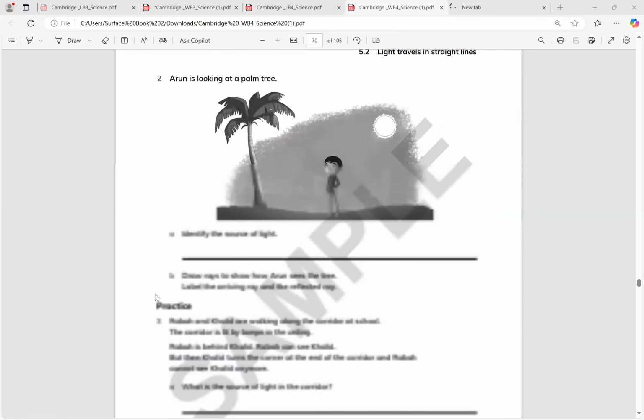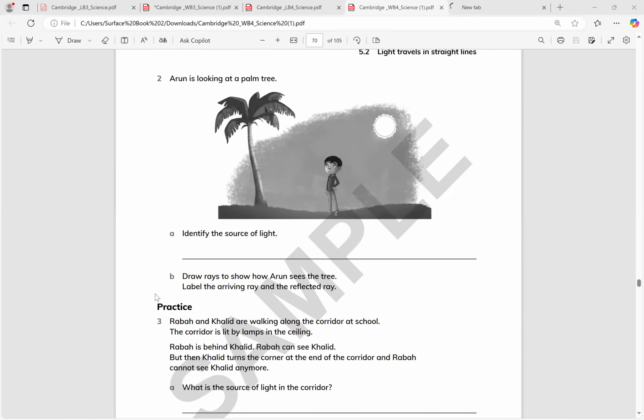A beam? All right. The source of light is the sun, right? So here, the light goes right back to his eyes.